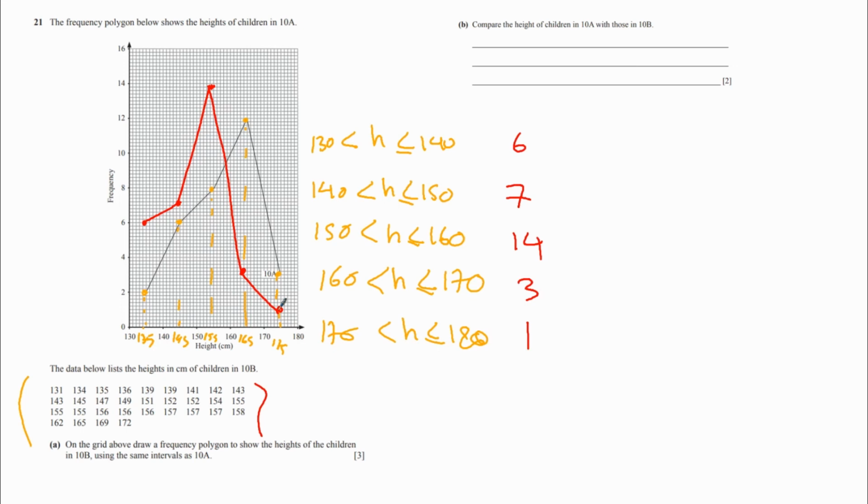Now, part B of the question, on the other side, says compare the heights of children in 10A with those in 10B. Sometimes with these comparisons, we can look at the marks here and, based on that, see how many comments we need to make, because sometimes you can have 2, 3, 4 different things that you can specify. Here we have 2 marks, so we need to make 2 specific comments on 2 specific comparisons between these 2 sets of data.